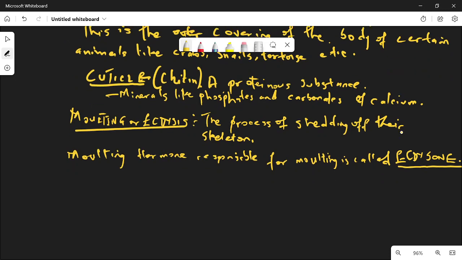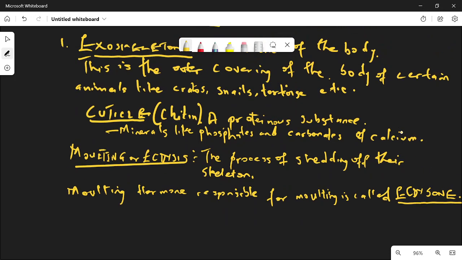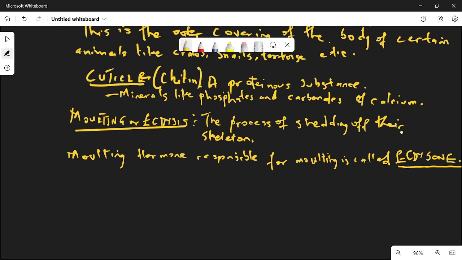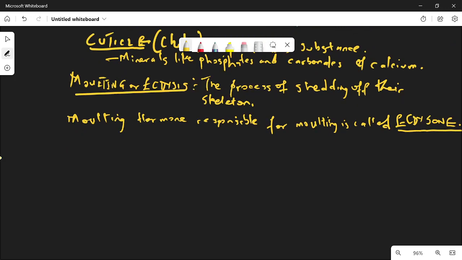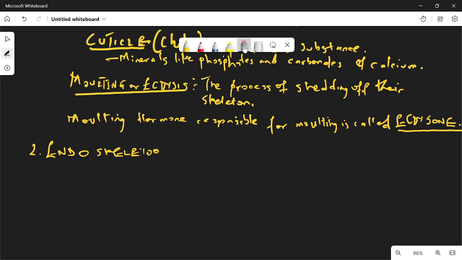So, if we understand the exoskeleton now, which is the first type of skeleton, let us now talk about the second type of skeleton. The second type of skeleton is the endoskeleton.